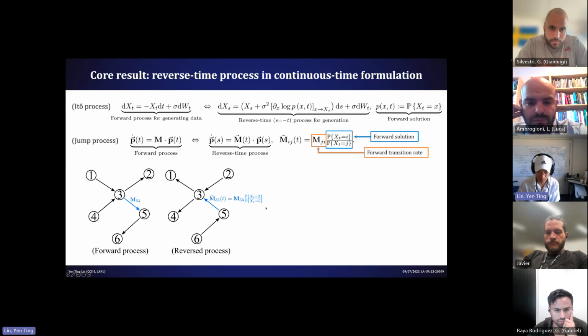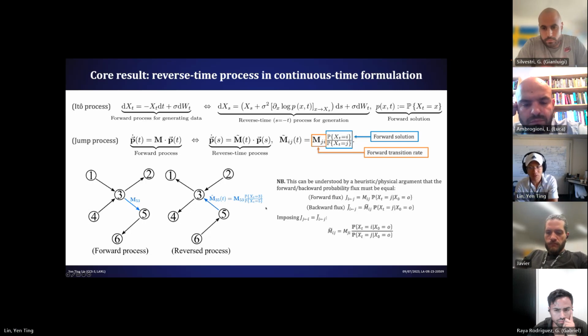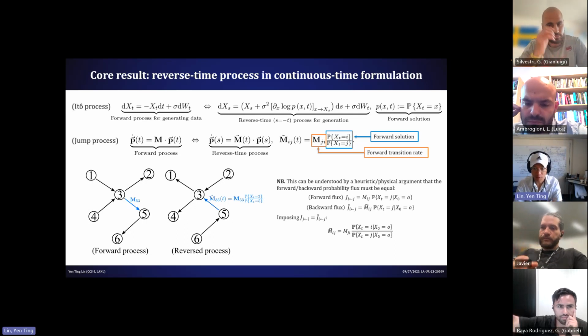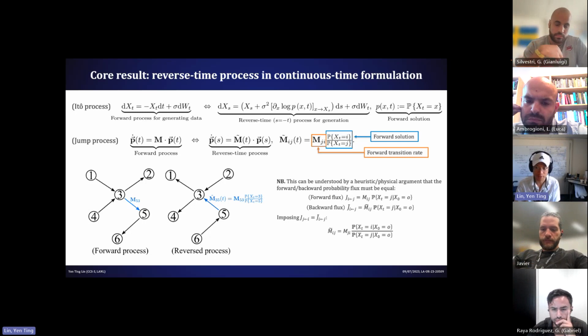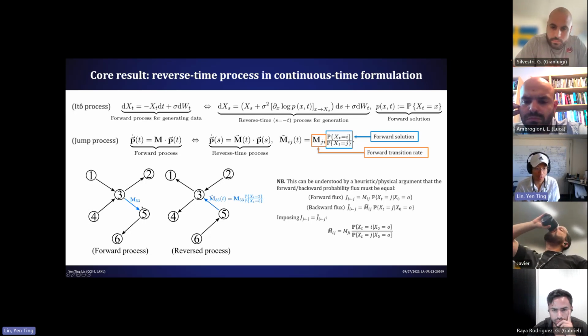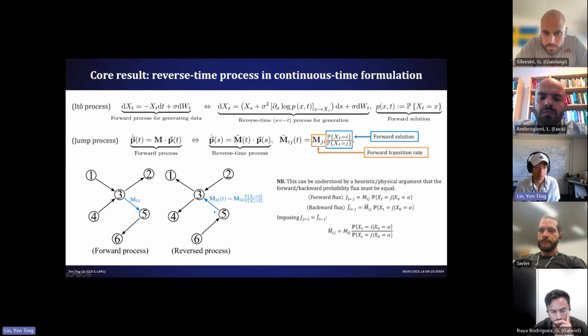So this can be understood even by a heuristic physical argument of the forward-backward probability flux, right? If you think about the flux, we're looking at how the probability is moving from 3 to 5. And the probability flux there is nothing more than P3 times M53, right? Now going backward, that probability flux has to be equal, right?